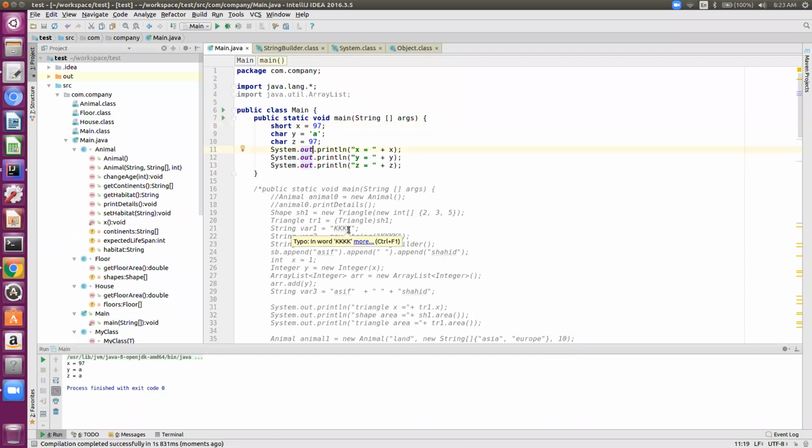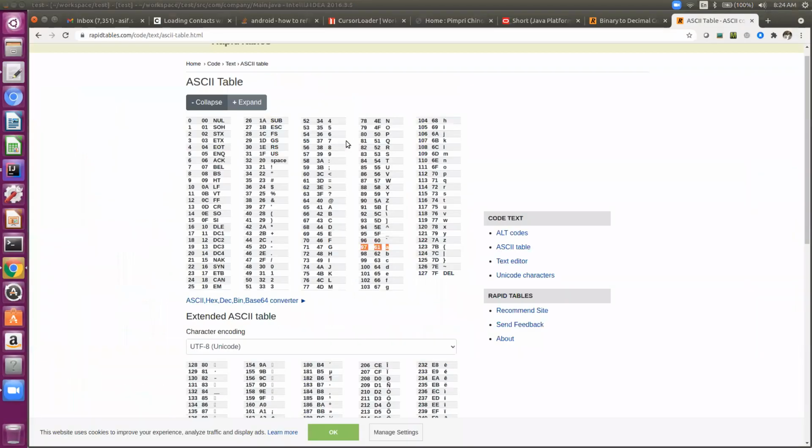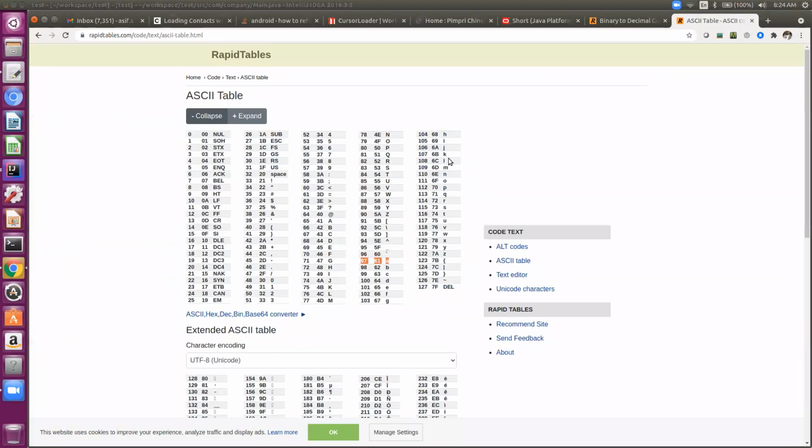So I have a question. Like A in ASCII is 97, so there was written 61 also. So what was that? Oh, that was wrong. That is, oh, this is the hexadecimal system. Binary, this is hexadecimal.